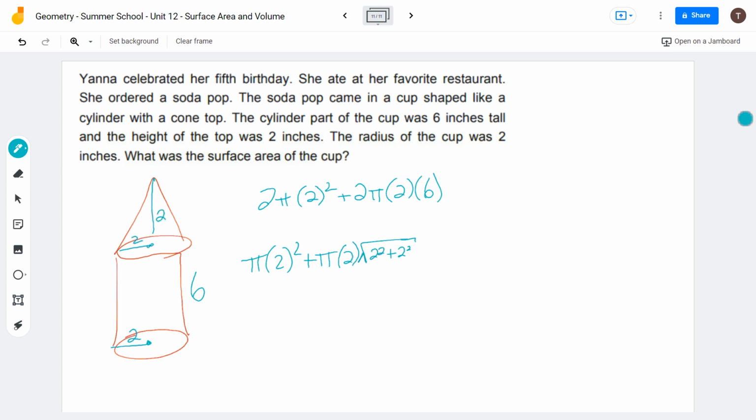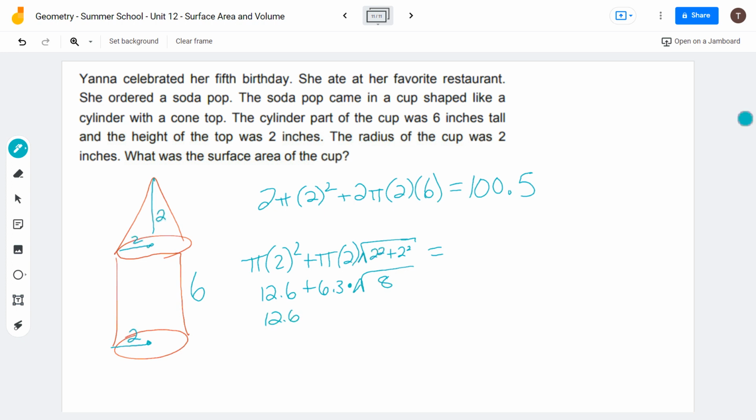So let me figure out the first part there. 2 times pi times 2 squared plus 2 times pi times 2 times 6. I'll get 100.5. Now for the bottom part, I'm going to do this in stages. So the first thing I'm going to do is 2 squared times pi. That's 12.6. And then I'm going to do 2 times pi. That's 6.3. And then I'm going to do 2 squared plus 2 squared, which would be 8.